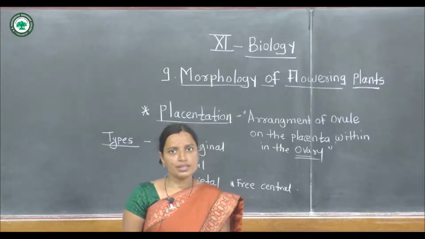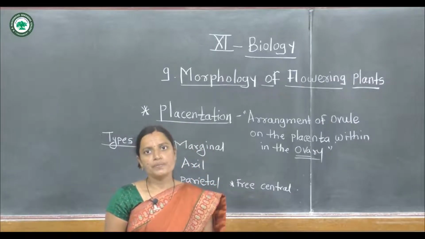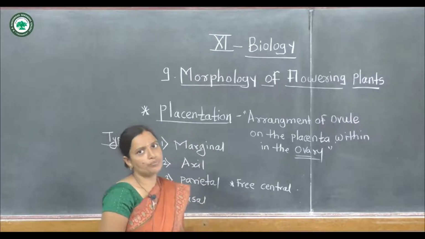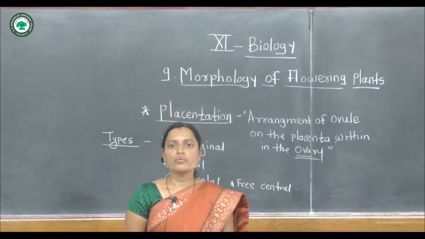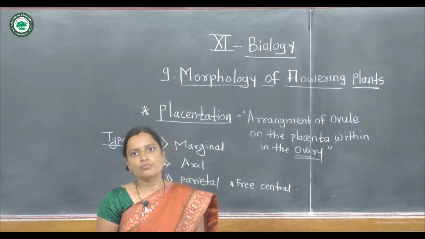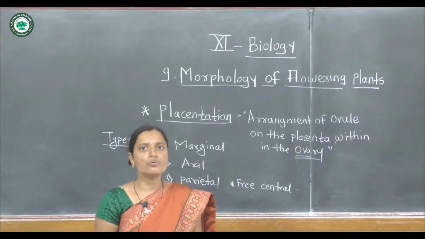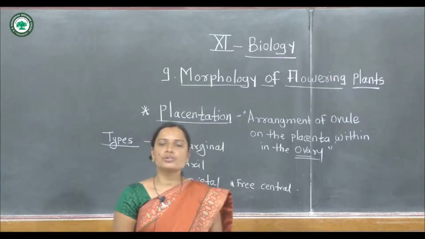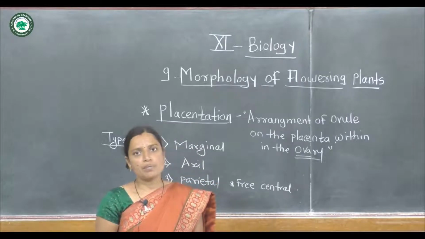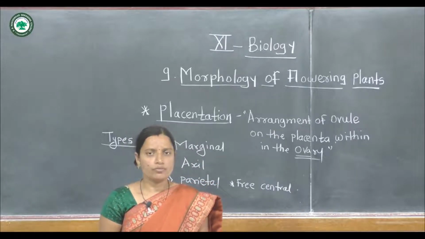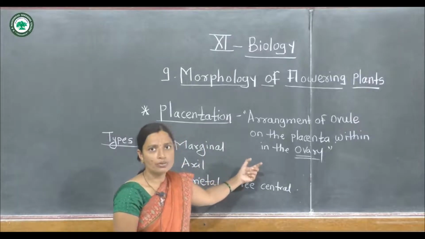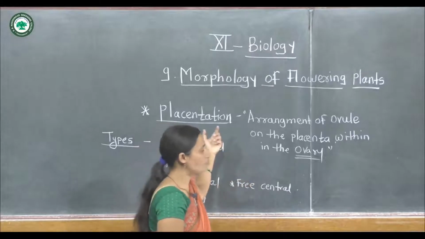In the last video we discussed these parts, and in this video we shall discuss placentation. The most important part of the flower here is the gynoecium. The gynoecium is the female reproductive whorl of the flower, and individually it is called the carpel. The carpel is a very important part of the flower, and placentation mostly depends on this carpel.